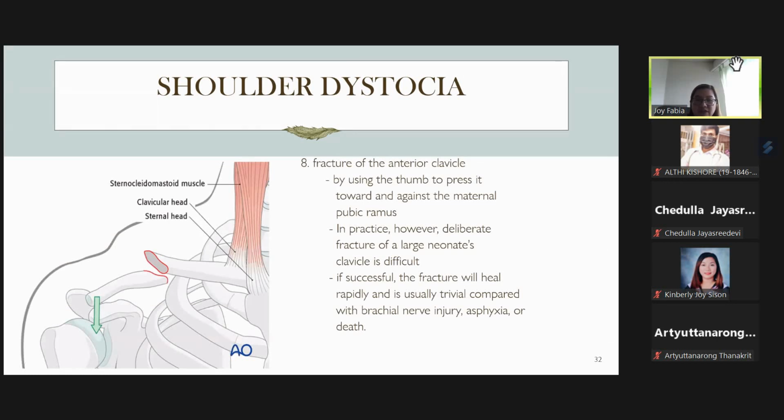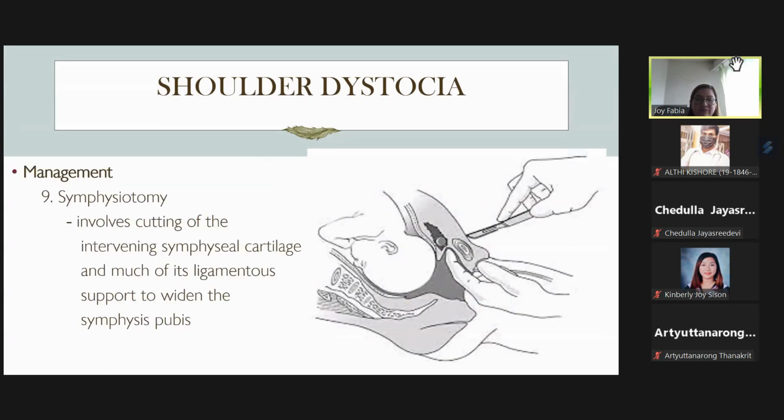If again, hindi ulit effective, we can fracture the anterior clavicle by using the thumb to press it towards and against the maternal pubic ramus. So in practice, deliberate fracture of a large neonate's clavicle is actually difficult. If ever maging successful siya, don't worry about the fracture because it will heal rapidly and is usually trivial compared with brachial plexus nerve injury, asphyxia, or death.